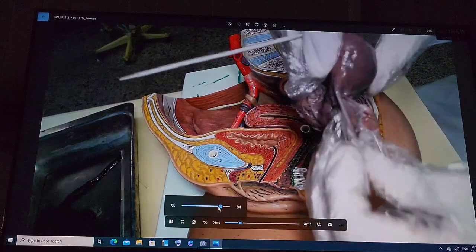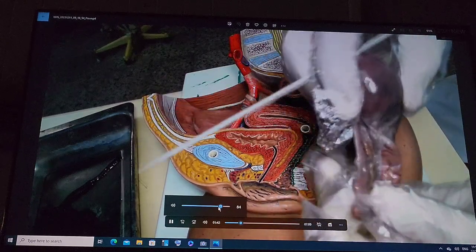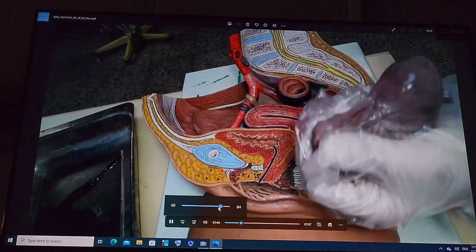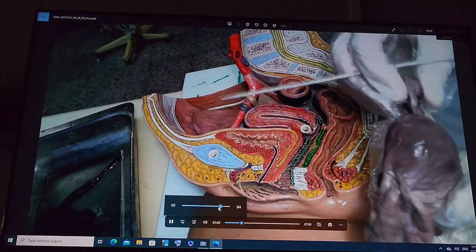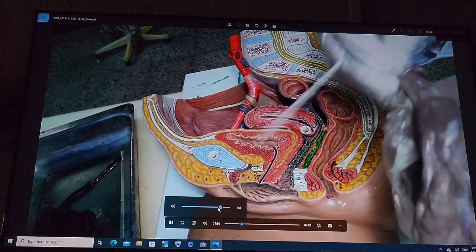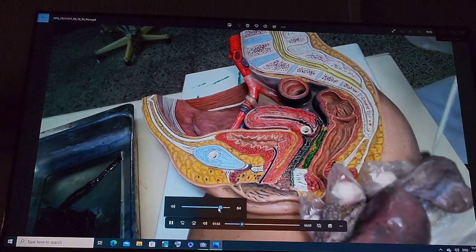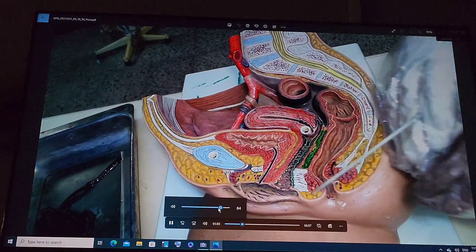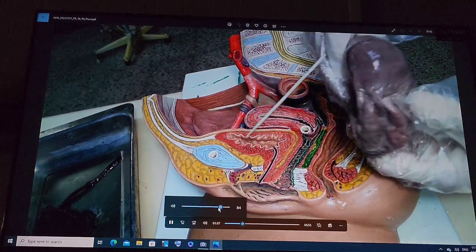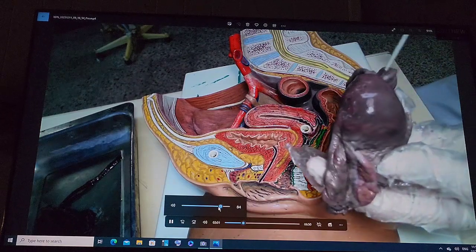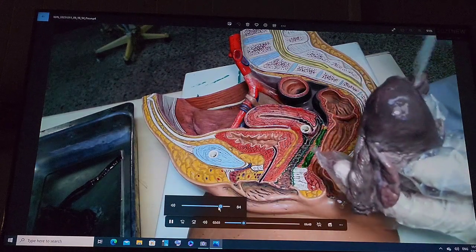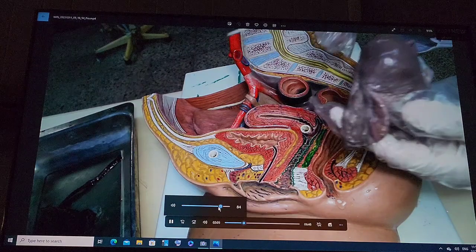This is the uterine tube. Here you can see this one uterine tube, and this is another uterine tube at this side. The part above the entrance of the uterine tube to the body of the uterus is called the fundus.